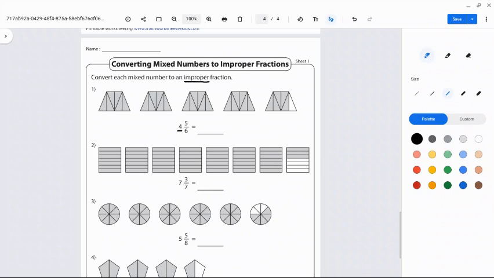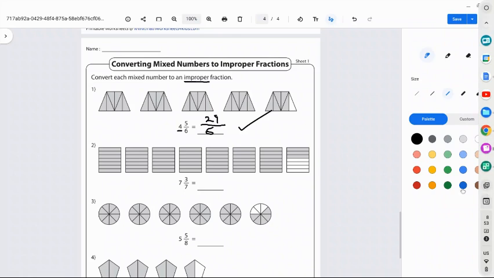1, 2, 3, 4, 5, 6, 7, 8, 9, 10, 11, 12, 13, 14, 15, 16, 17, 18, 19, 20, 21, 22, 23, 24. That makes sense, right? Because 6 times 4 is 24. Could have just skipped to that. And then 25, 26, 27, 28, 29. So I've got 29 over, this is the tricky part, the denominator does not change. It still takes 6 pieces to make a whole thing, so there's a 6 on the bottom. That's a correct answer. Okay, hopefully this video helps you out as you work on your math today. And if I don't see you, make sure you have a great weekend.